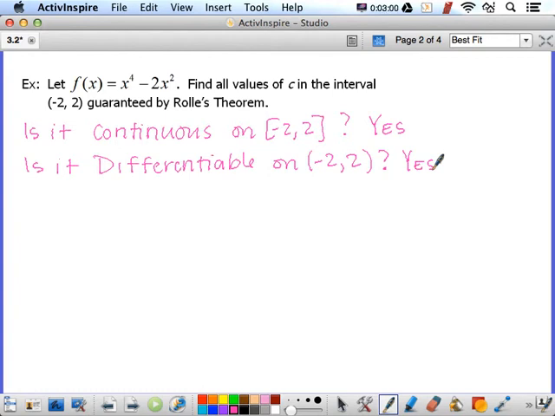We also have to convince ourselves what? That f of a equals f of b. So we need to know, does f of -2 equal f of +2? And we can just plug in and check. If I plug -2 into the original, what do I get? -2 to the fourth is 16 minus 2 times 4, which is 8. So we get 8 if we plug in -2.